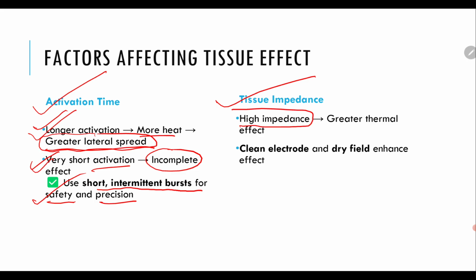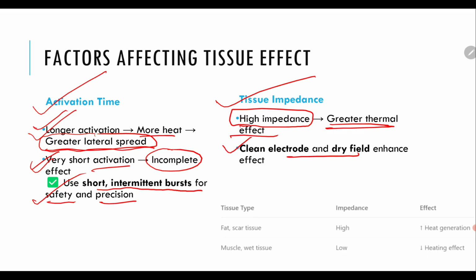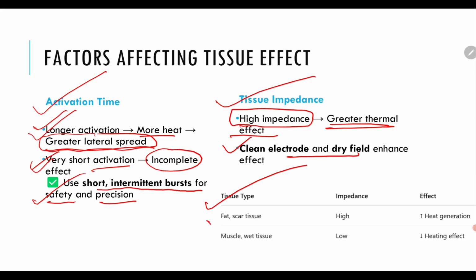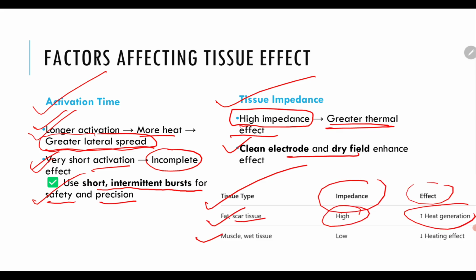Tissue impedance: if it is high impedance, there will be a greater thermal effect. A clean electrode and a dry field enhance the effect. For tissue type, fat and scar tissue have higher impedance, so heat generation is increased. Muscle and watery tissue have low impedance, so the heat effect is decreased.